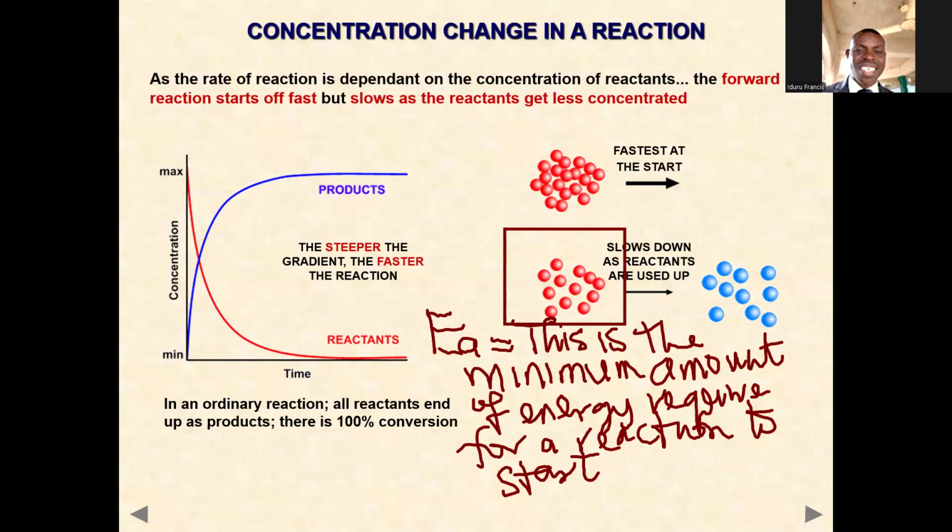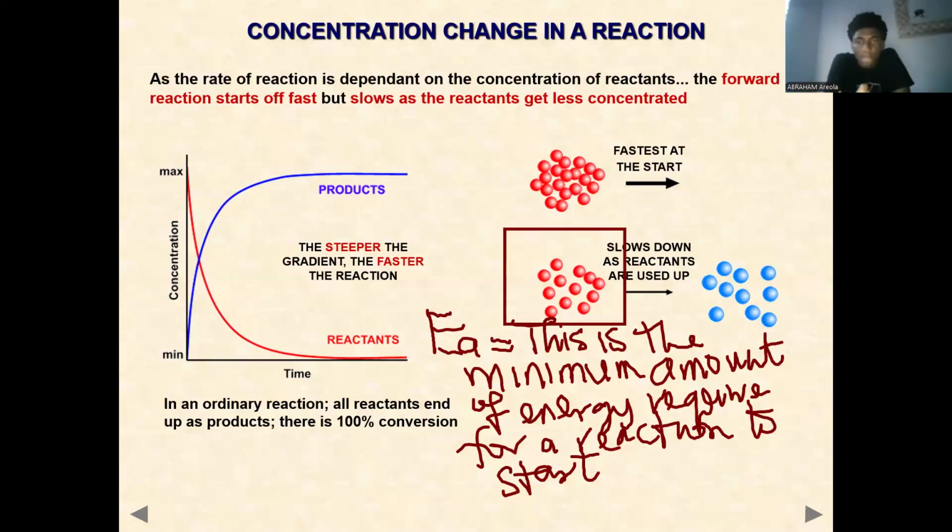So when the molecules are far apart, it will take some time for them to produce that minimum amount of energy called EA, or activation energy, before the reaction can start. They simply collide and then rebound. Collision does not lead to chemical reaction until they have energy. The more they collide, the more energy they produce, so it takes some time to get that energy.